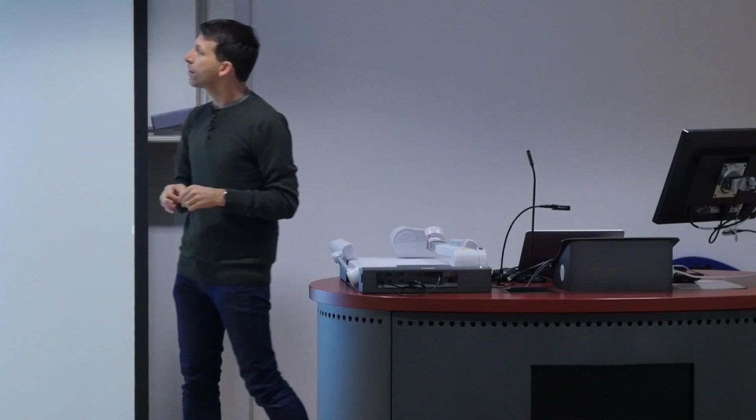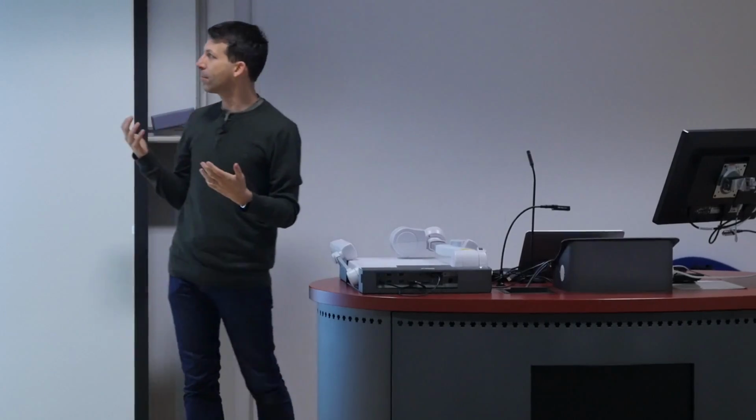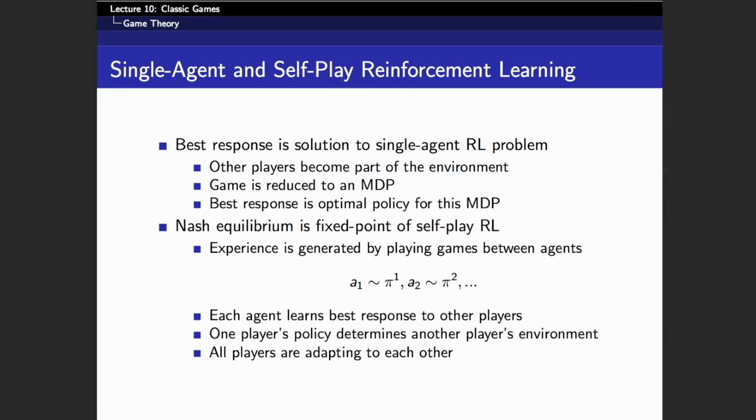Okay, so if we think about how this fits into our usual framework of reinforcement learning, we can think of this best response as basically what happens when we try to solve a single-agent RL problem where the other players have just become part of the environment. So imagine there's a two-player game, and now there's black and there's white, and white is saying, okay, well, I'm just going to treat black as some fixed strategy and find the best response to that strategy by black.